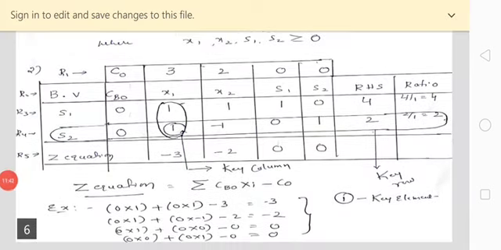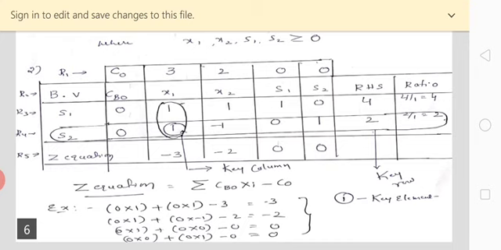Now once you have filled in the R3 and R4 values, you go for R5, that is the Z equation. How to calculate that Z equation is very important. Why? If all the values you get under the S1 column, S2 column, similarly x1 and x2 columns are positive, then the solution is completed.